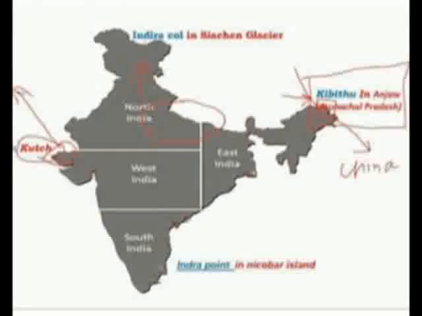In terms of distance, the latitudinal extent of India from Kashmir in the north to Kanyakumari in the south is 3,214 kilometers. India's longitudinal extent from the Rann of Kutch in the west to Arunachal Pradesh in the east is 2,933 kilometers.